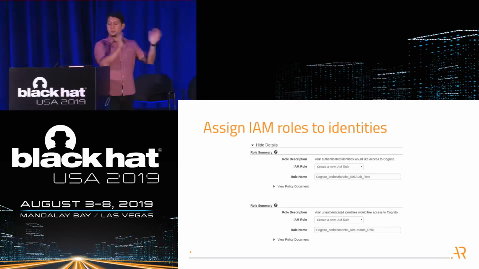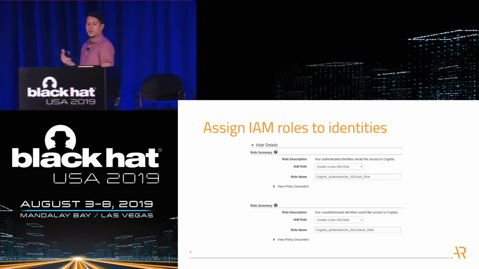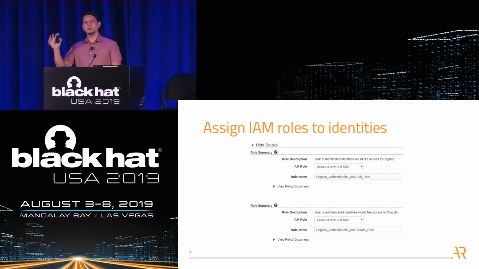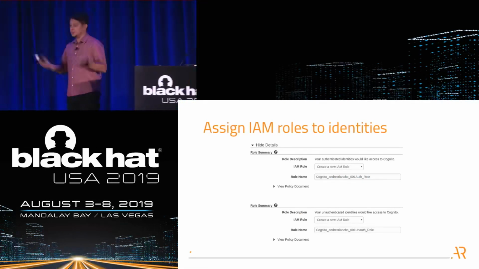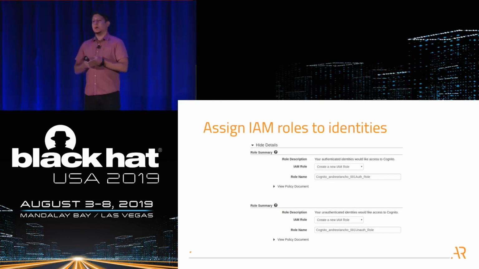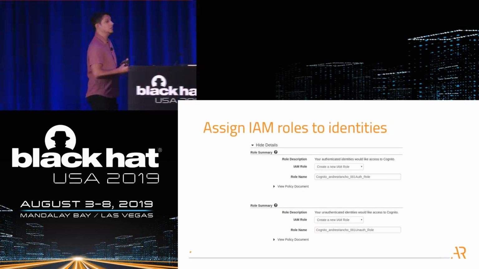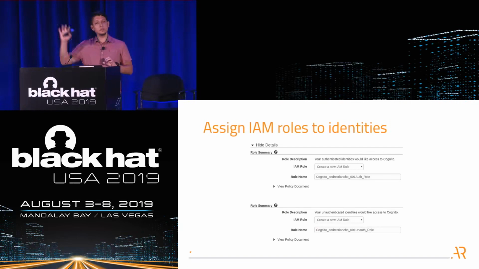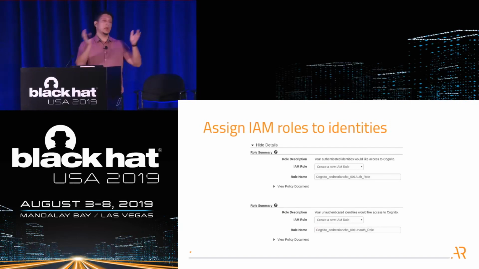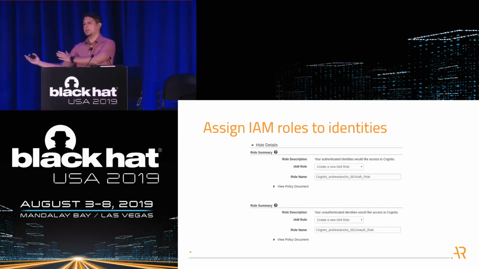Once the developer finishes that form, the next step is here, and he needs to assign IAM roles to Cognito identities. IAM roles, to summarize, are like users in AWS. So a role has permissions. And the developer needs to assign different permissions for the authenticated identity and for the unauthenticated identity.